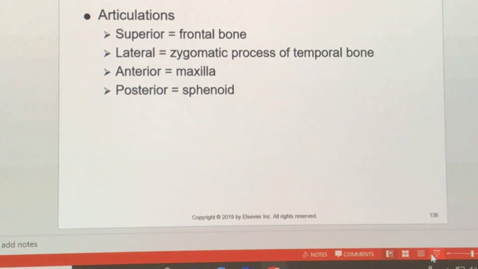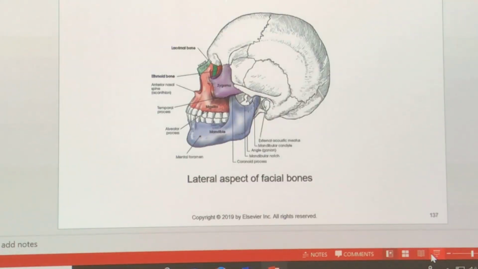So articulations of the zygomatic bones would be superior. You've got the frontal bone at the superior articulation. Lateral articulation, again, you've got the zygomatic process of the temporal bone. Anteriorly, it articulates with the maxilla, and posteriorly with the sphenoid bone. So laterally, your facial bones look like that.